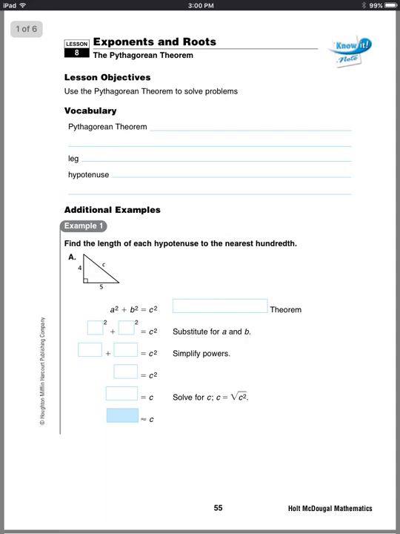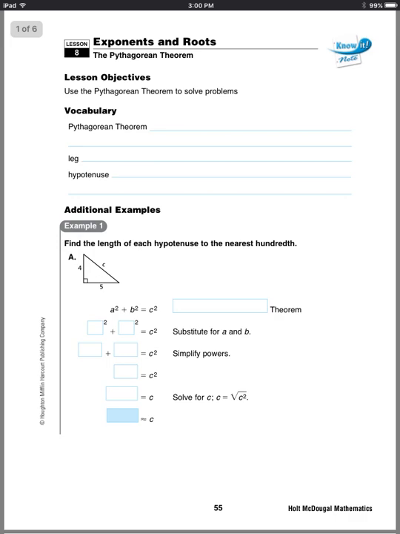Okay, today we're talking about the Pythagorean Theorem. I even had to think of how people say that wrong. It's the Pythagorean Theorem. In a right triangle, the square of the length of the hypotenuse is equal to the sum of the squares of the length of the legs. That is the Pythagorean Theorem.